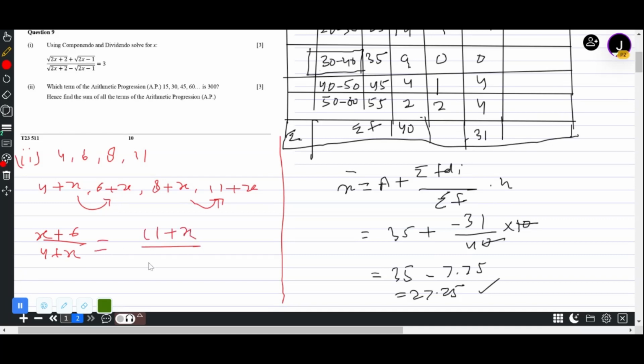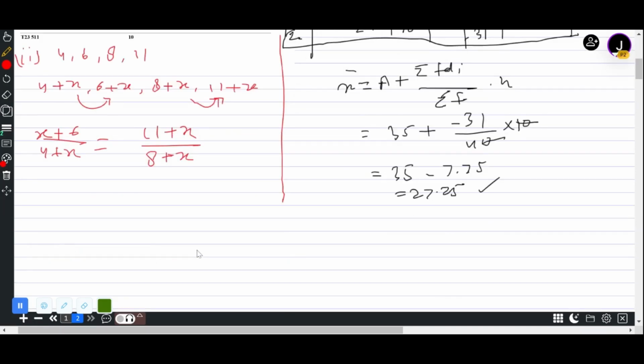Each of the numbers 4, 6, 8, 11 to get proportion, right? So presuming I am adding x, this becomes 4 plus x, this becomes 6 plus x, this becomes 8 plus x, the same number being added, 11 plus x. Now they are saying they are in proportion, that means what? This you divide by this and this you divide by this. It should be the same, right? So that we will do. That is 6 plus x divided by 4 plus x is equal to 11 plus x divided by 8 plus x. Right? So now we will do cross multiplication.